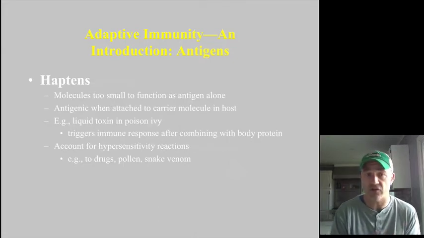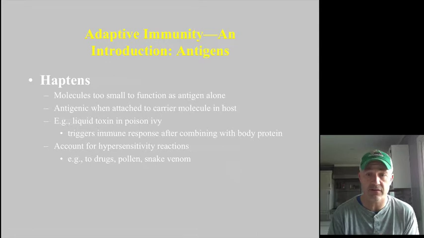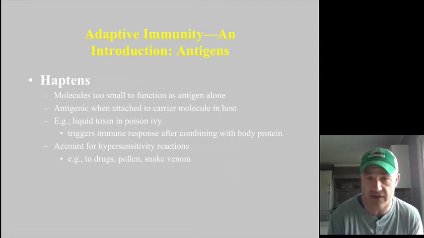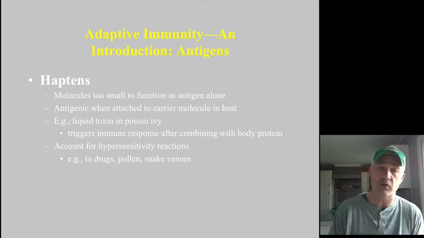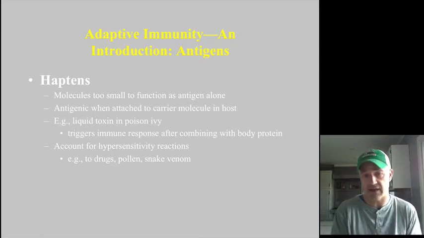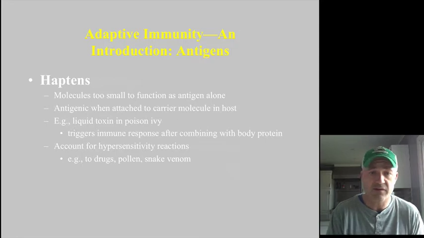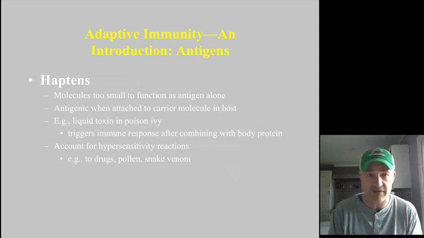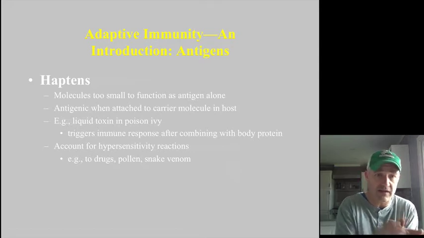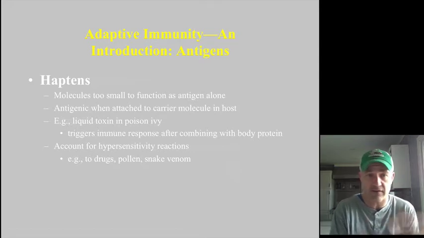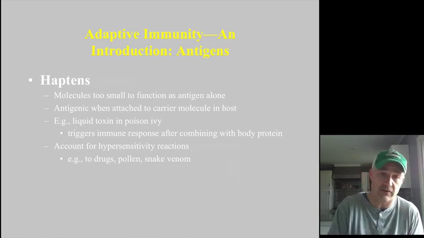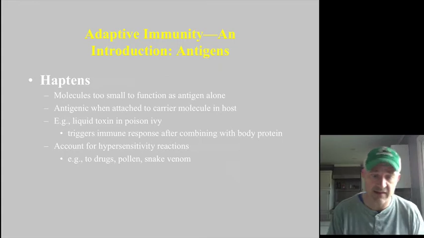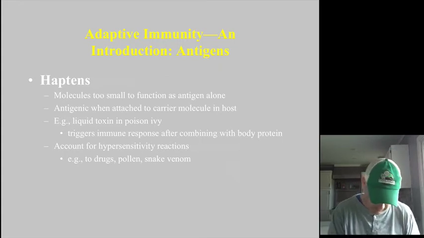Haptens are usually too small to serve as an antigen alone. These are very small molecules, like the toxin in poison ivy. But when it combines with certain body proteins, the immune system can recognize it. That's what happens in some hypersensitivity reactions, with things like pollen, certain drugs, and poison ivy toxin. Those things in and of themselves couldn't trigger an immune or allergic response, but when they bind to a body protein, the immune system can recognize and respond to them, and in some cases does it in a way that we don't particularly like.